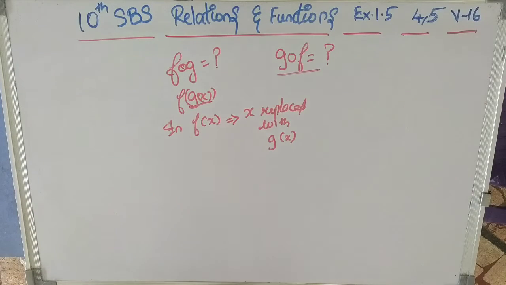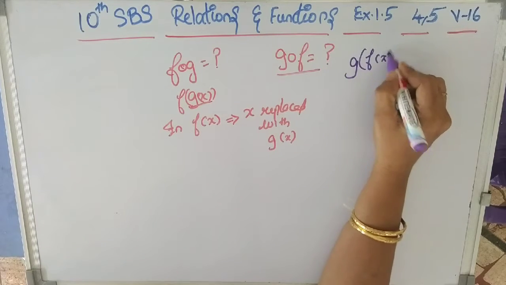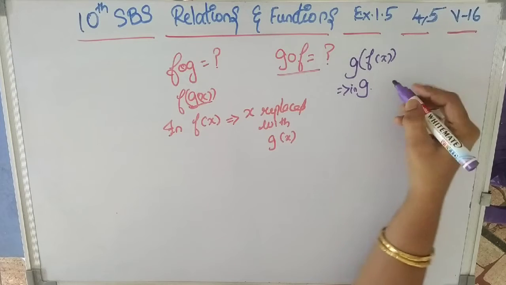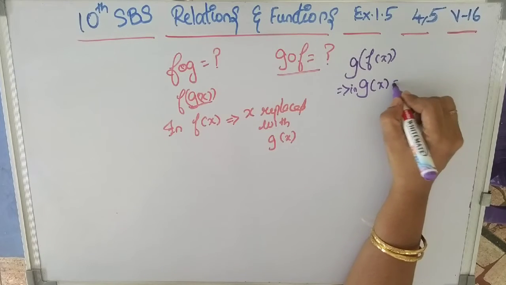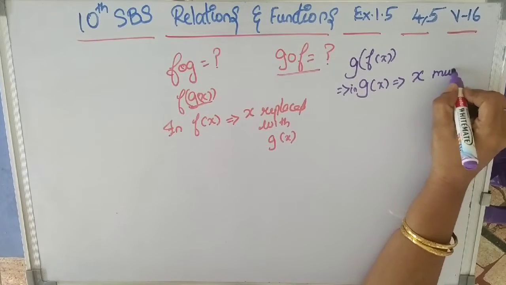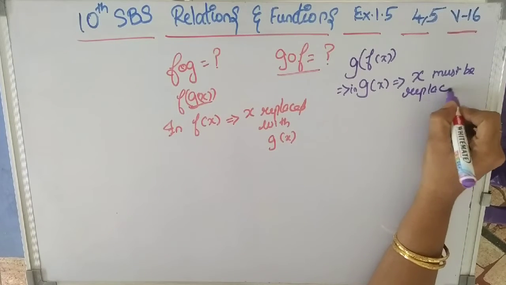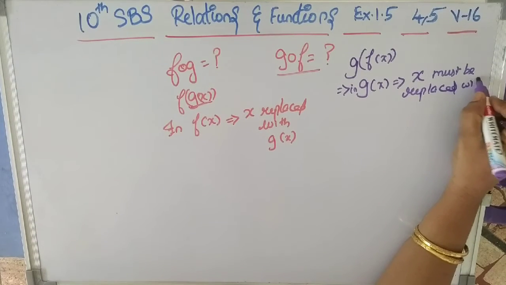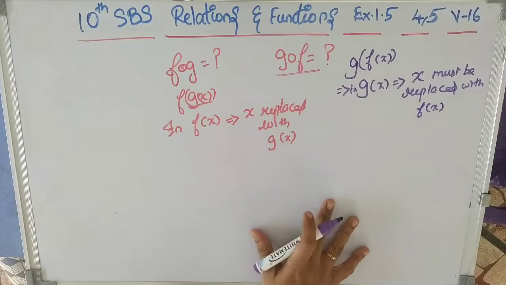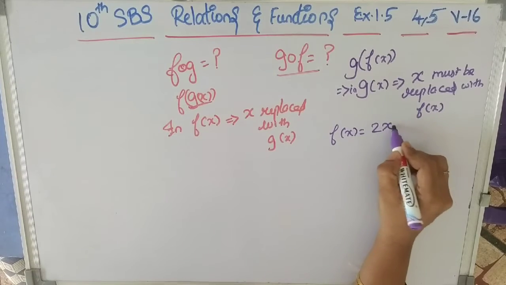Now what is g dot f? It is nothing but g of f of x. What is the meaning of that? In g of x, wherever x comes, it must be replaced with f of x. Clear? In g of x, wherever x comes, it must be replaced with f of x. That is the meaning of g of f of x. Clear? Let me give you an example, so that you can understand better.